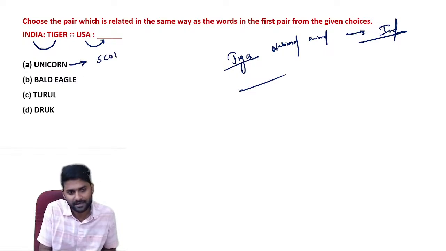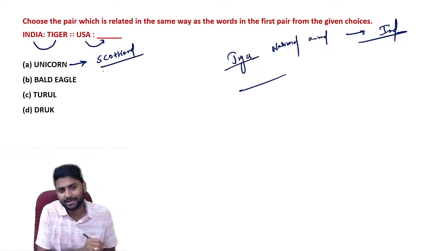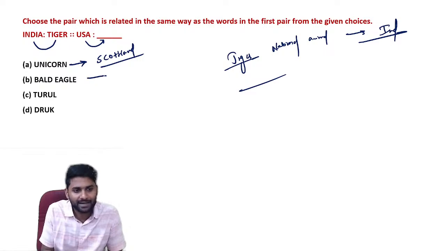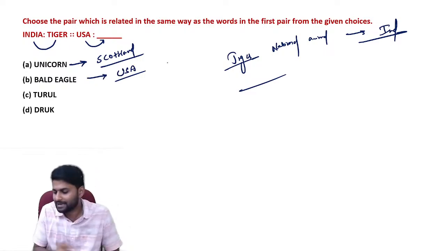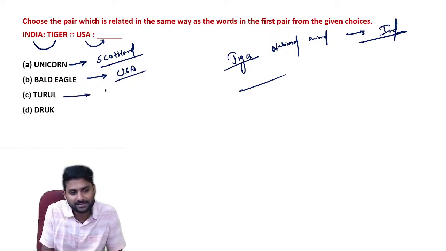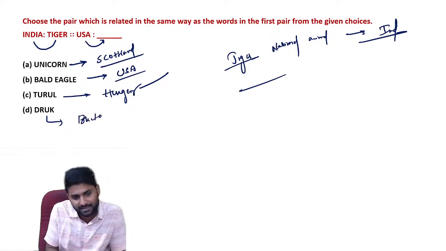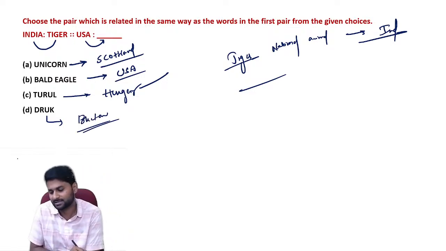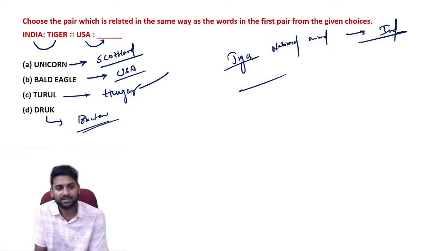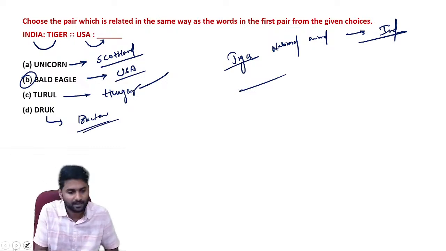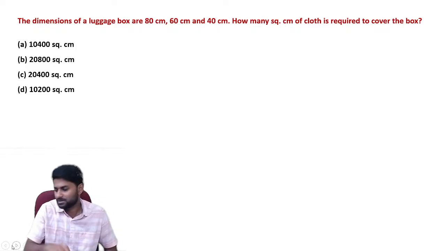Now see, let me tell you this point. Unicorn is the national animal for Scotland. Bald eagle is the national animal for USA. The turtle is for Hungary, and the duck is for Bhutan. These are the national animals for different countries. So here India is represented by the tiger. For USA, the bald eagle is the national animal. Very good. So move on to the next question.